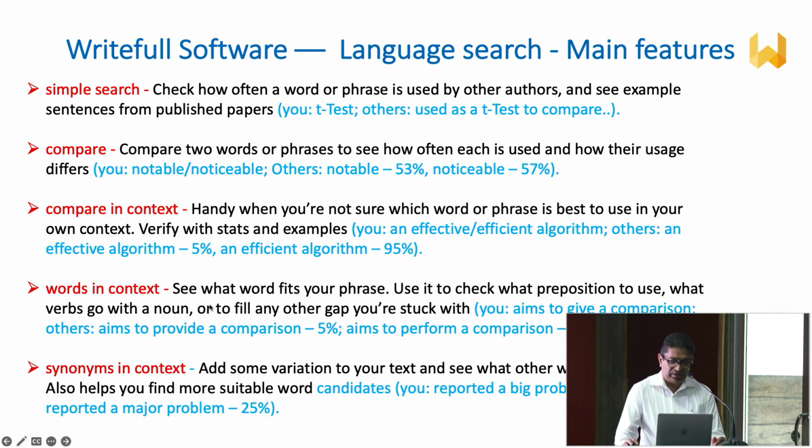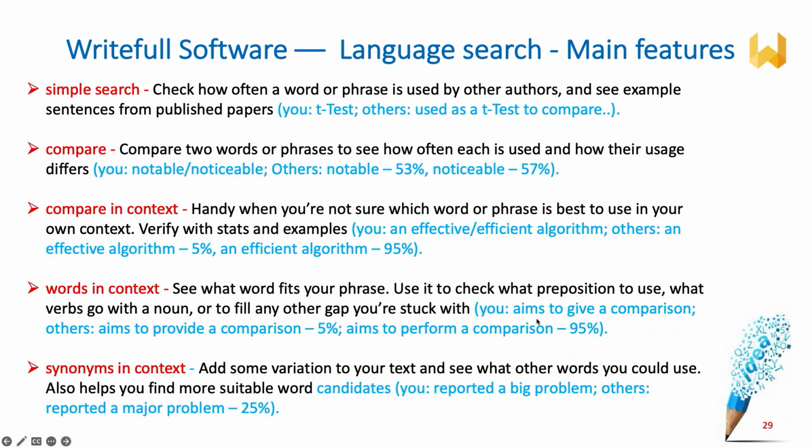Then under word context, you can write aims to give a comparison, and others say aims to provide a comparison 5%, or aims to perform a comparison 95%. So therefore, obviously, rather than aims to give a comparison, I would select aims to perform a comparison. 95% says that is correct. So therefore, that is the better part of the sentence.